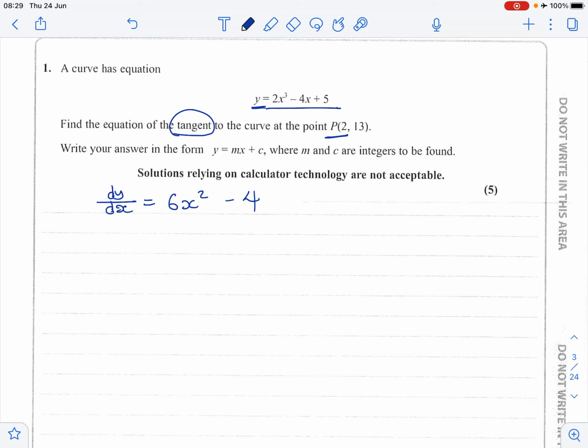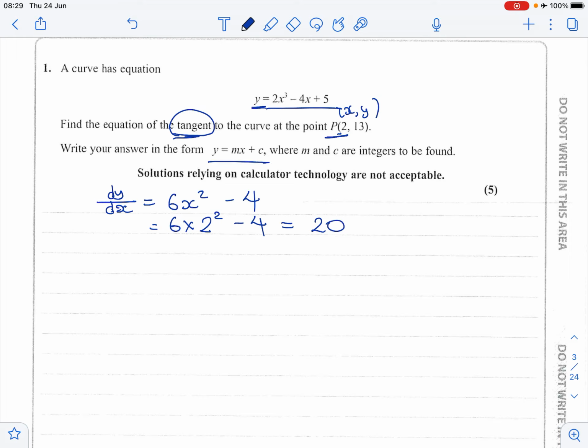And what point are we given? We want to find the tangent at point P. This is when x equals 2 and y equals 13. So at that point, the gradient of the curve would equal 6 times 2 squared minus 4, which equals 20. Then write your answer in the form y equals mx plus c.